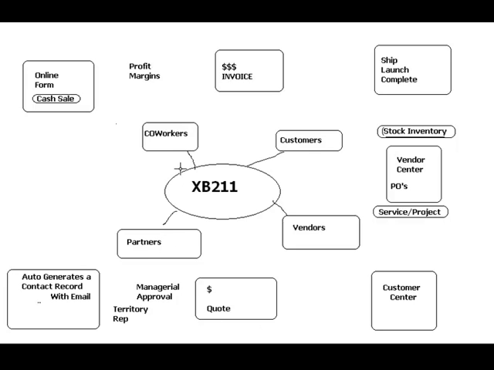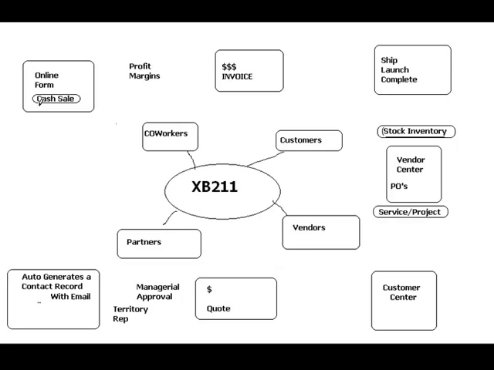When we talk about collaboration, we break down those groups into four main categories: coworkers, customers, vendors, and partners. Now, the revolution of XP211 is you're collaborating in real time with internal as well as external groups. That's significant. Let's talk about how that works.